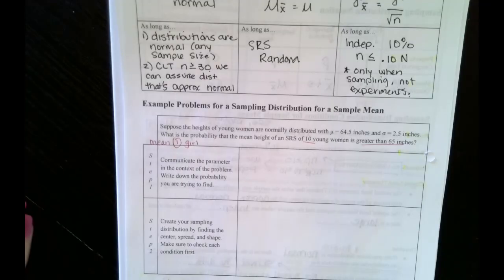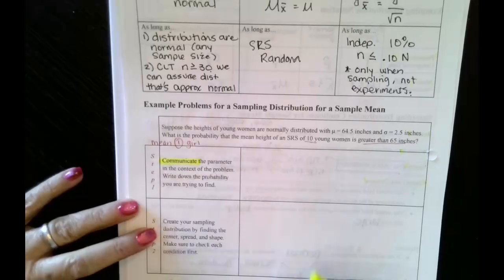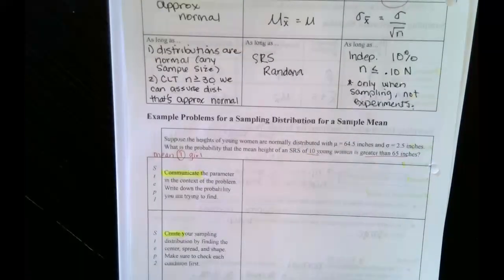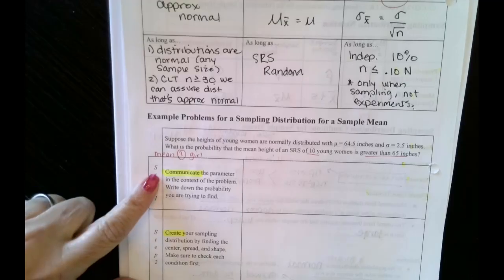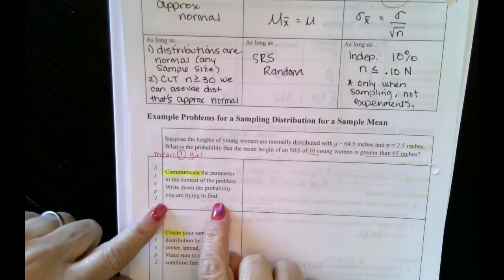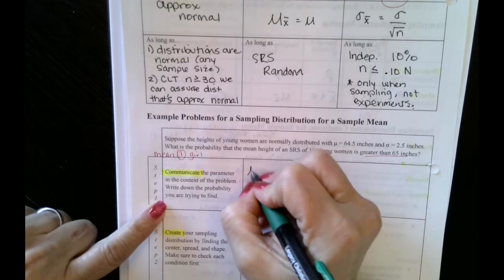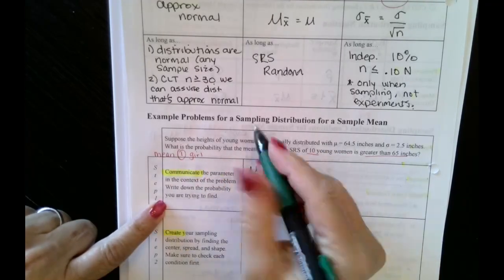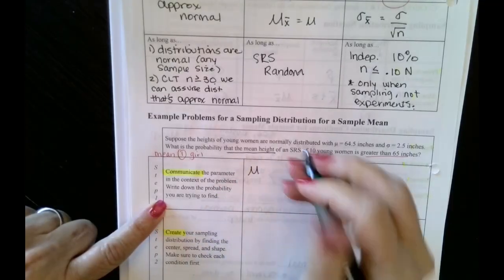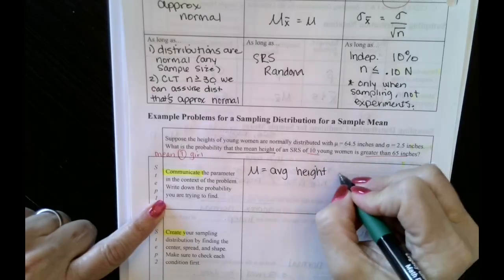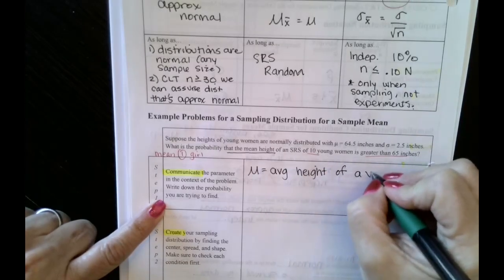Okay, now we're going to do everything the same that we had previously. So first thing that we're going to do is communicate, and then we're going to create, and then calculate and conclude. So our 4 steps are all going to be the same. If we look at this first one, communicate the parameter in the context of the problem, write down the probability of what you were trying to find. So here it says what is the probability that the mean height, so I know I have a mean, and this is going to be the average height of a young woman.